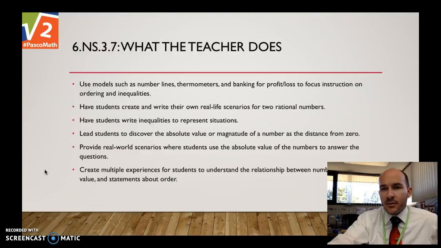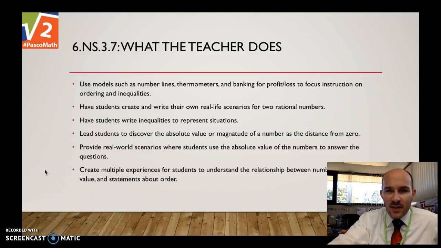So some things you can do. First, use models such as number lines, thermometers, back to the banking profit and losses, that focus instruction on ordering and inequalities. Have students create and write their own real-life scenarios of two rational numbers and be able to compare those. Have students write inequalities to represent situations.